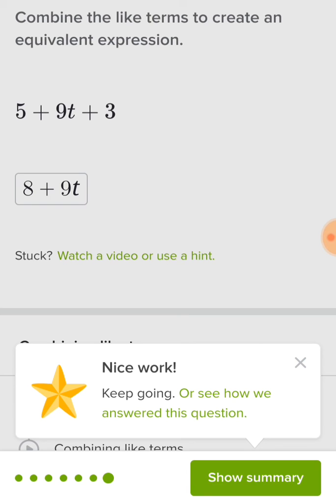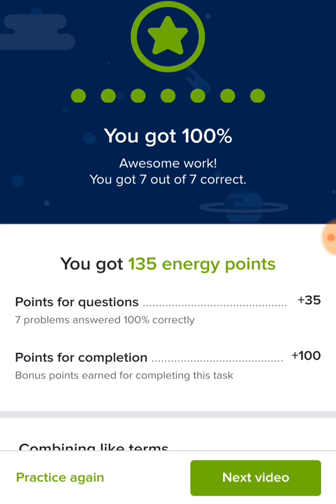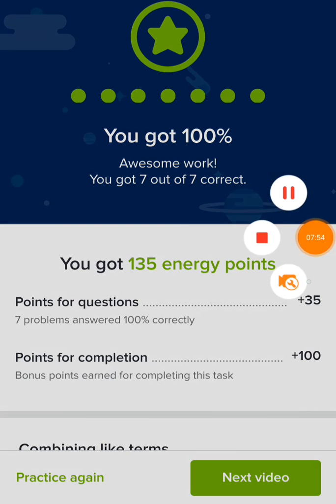So that's it. As you can see, the whole premise behind it was just to identify the like terms, write the like terms next to each other, combine the like terms, and when you have no more like terms, you're finished. Hope that helps. Let's get it done.